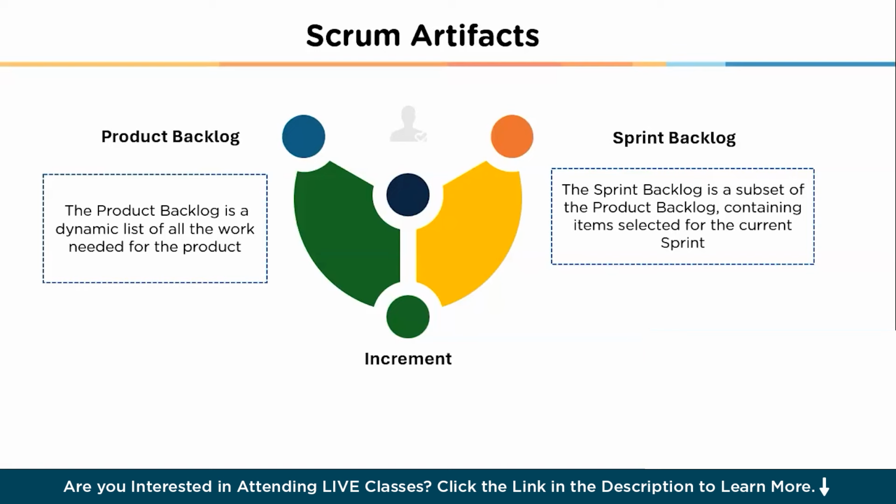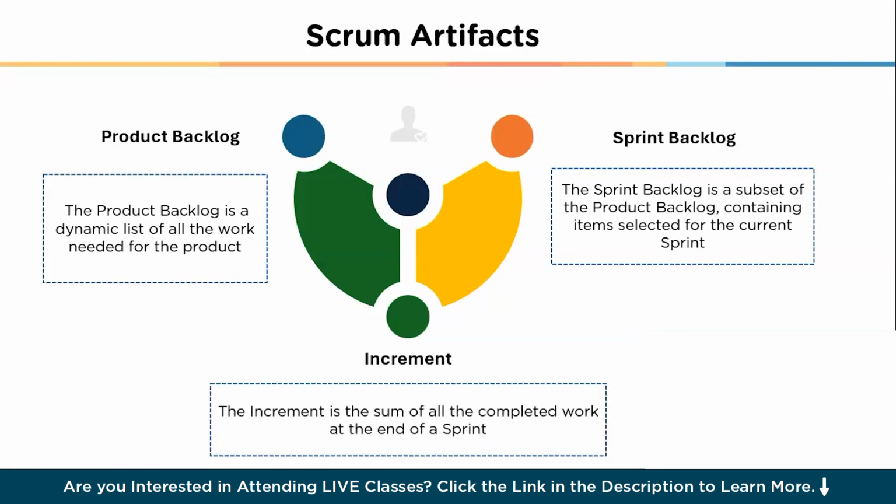Sprint backlog provides a focused and actionable plan for the team, outlining the tasks and goals for the sprint. It is a living document continuously updated as the team progresses and learns about the work. The sprint backlog helps the team stay organized and aligned with the sprint goal.